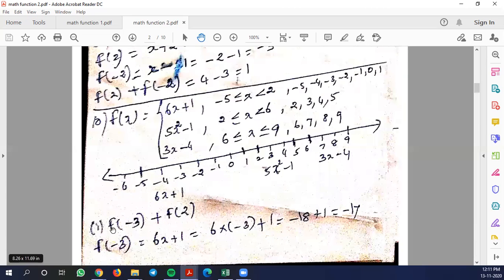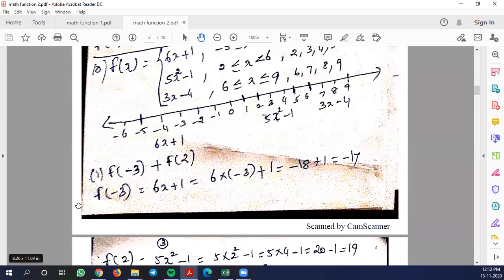Okay. Now first sum, f of minus 3 plus f of 2. So first we are going to find out f of minus 3. Where does that minus 3 come? Here. So it is 6x plus 1. So 6 into, in the place of x, it is minus 3 plus 1. Plus into minus is minus. 6 3s are 18 plus 1. Now unlike sign, so subtract. 18 minus 1 is 17. Sign before the greater is minus. So it is minus 17.